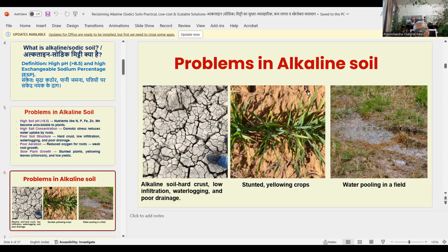So, problems in alkaline soil. We have discussed the hard crust, low infiltration rate, waterlogging, and poor drainage. Here you can see the stunted and yellowing crops in alkaline soil. There is water pooling in the field, since infiltration rate decreases in alkaline soil. The water is stagnant, so there is a waterlogged condition.